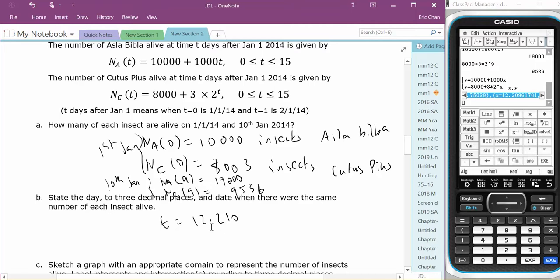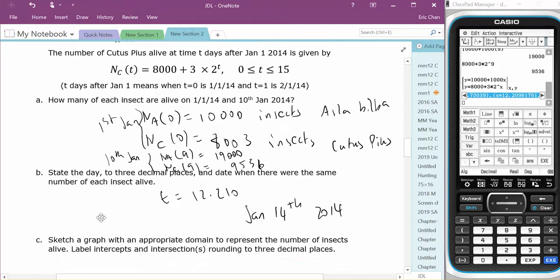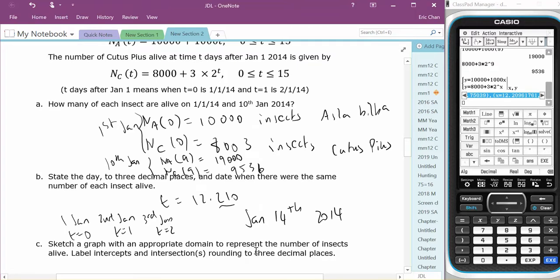So it won't be the 13th day, it'll be the 14th day. So it's January 14th of 2014. I know this is a bit confusing because we know the 1st of Jan is t equals 0, 2nd of Jan is t equals 1, 3rd of Jan is t equals 2, etc. So t equals 12 must be the 13th of Jan, but because we round up, it's actually the 14th of January.